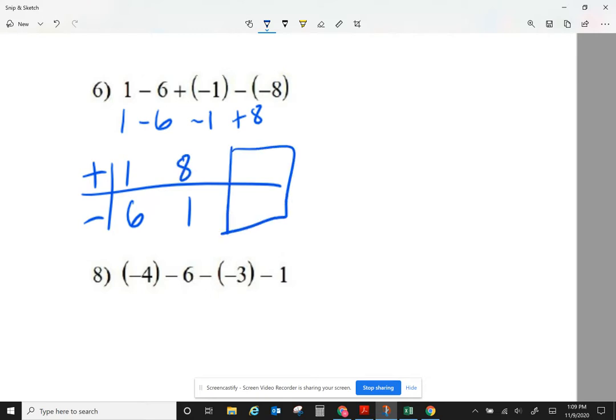At the end, let me add my positives. When I add positives, 1 plus 8 is 9. When I add the negatives, 6 plus 1 is 7. So now here, the positives have 9 points, the negatives have 7 points. My question is, who won by how many? The positives in this case won by 2. I'm going to leave the 2 as a positive to specify the positives won, and they won by 2.